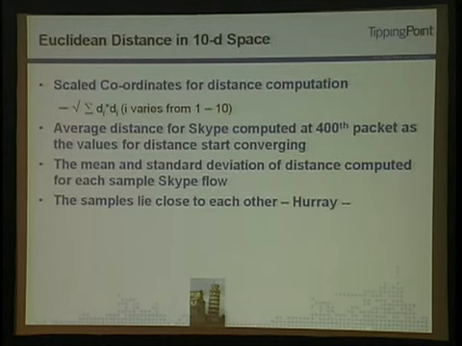So finally, we scaled those coordinates, like I said, and that's very important. What we do is calculate the Mahalanobis distance, and it's important for that to be scale invariant. So the average distance for Skype computed to the 400th packet is about when everything starts converging and making a lot more sense. And the samples for Skype all lie very close to each other, and that's great. That means that we really can use it to identify that particular type of traffic.